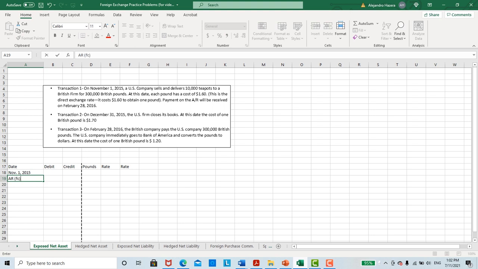But I'm going to put an FC beside account receivable. When I put an FC beside either receivable or payable in these transactions, it means that the account is denominated in foreign currency. Keep in mind that we have to do this because U.S. companies report in dollars, so you have to show the dollar value of those 300,000 British pounds at whatever date and time you're dealing with. So we're going to debit account receivable, and credit sales revenue.